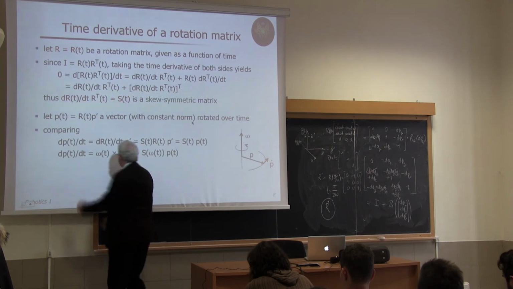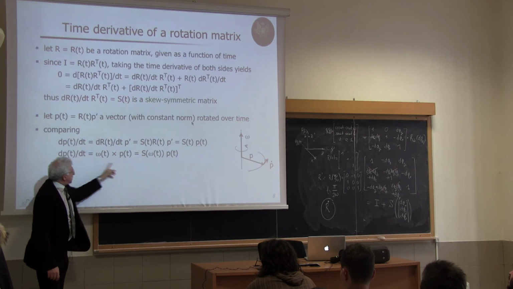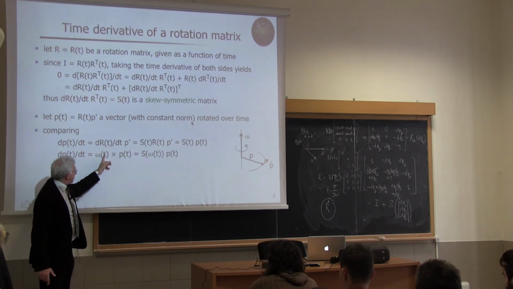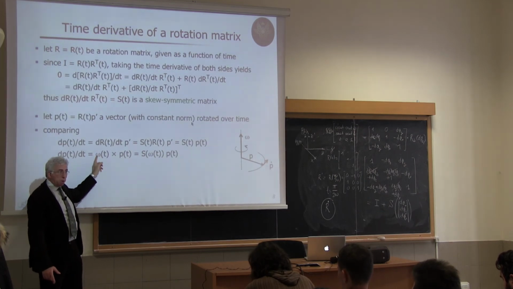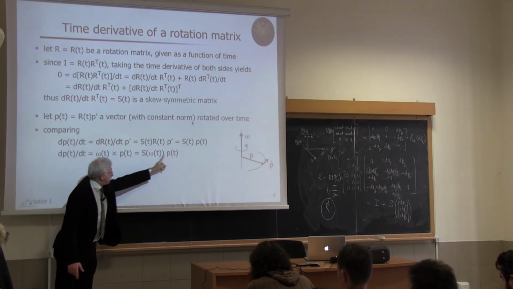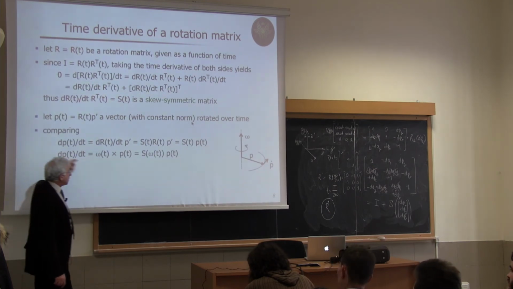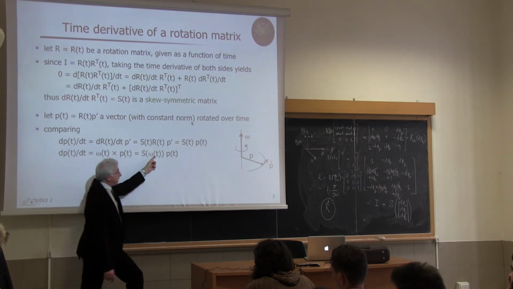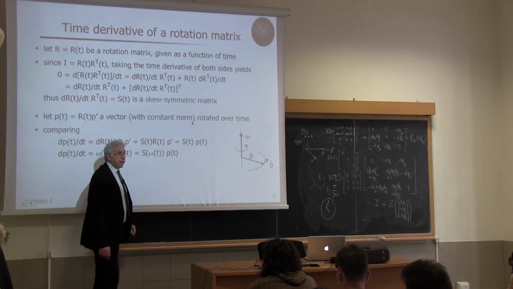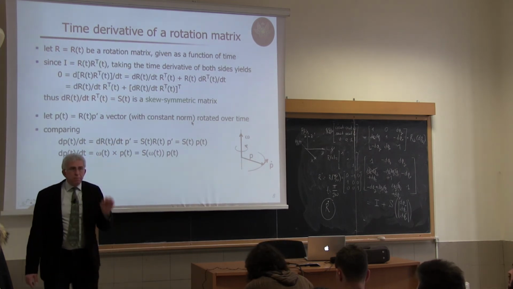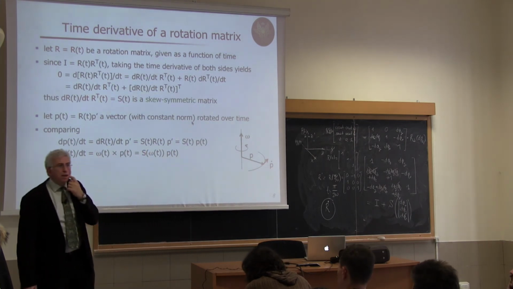So p dot is omega cross p, but we know that this vector operation can be replaced by a product of a skew-symmetric matrix built with the components of these vectors times the vector p. So these two expressions are the same, and lo and behold, this means that S^T here is S of omega. So it's the skew-symmetric matrix that can be built with the angular velocity.